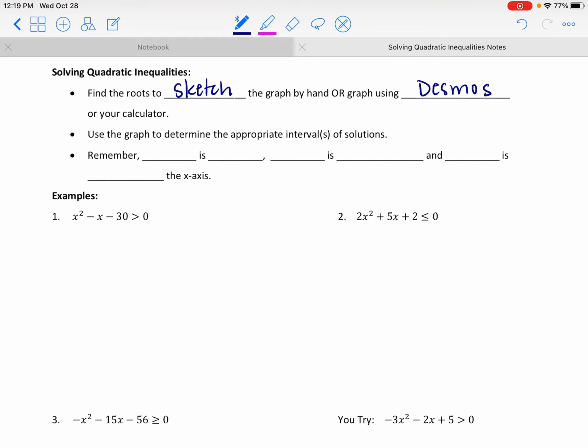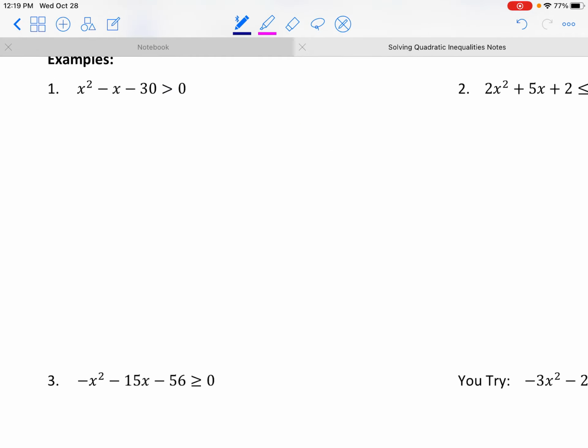Are we looking above, below, or on, or both? So remember, greater than is above the x-axis, less than is below the x-axis, and if we have an equal to in there, then we want to include the points on the x-axis. Okay? So, for example number 1, if I factor this, factors of -30 that make -1 will be -6 and +5.